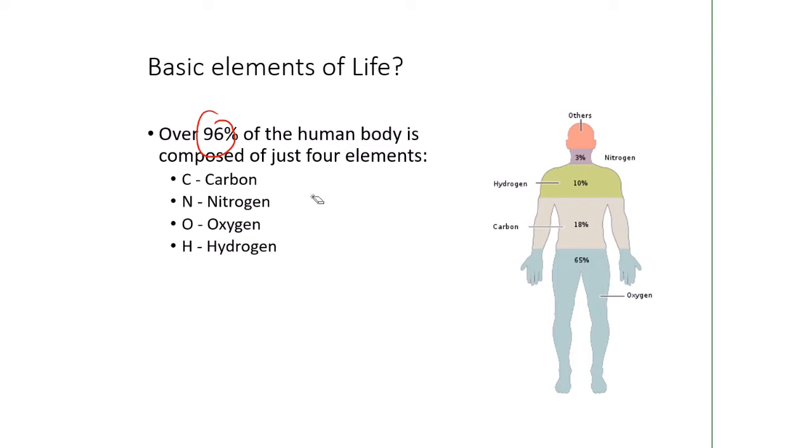So the main elements that make up the body include carbon, nitrogen, oxygen, and hydrogen. In fact, 65% of the body is made up of oxygen, 18% is made of carbon, 10% hydrogen, 3% nitrogen, and then the rest, the remaining 4%, is going to be other elements.